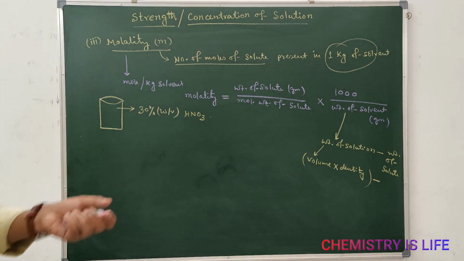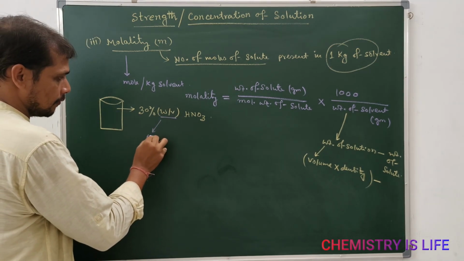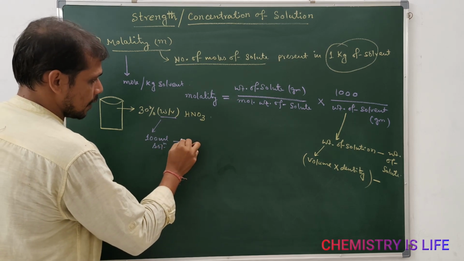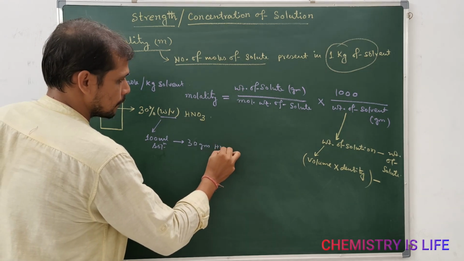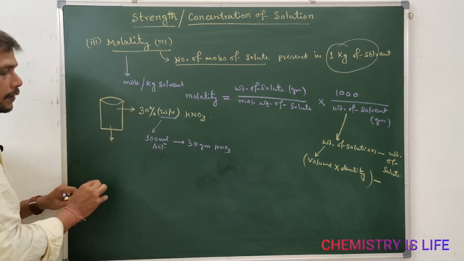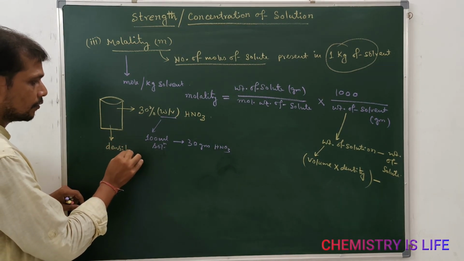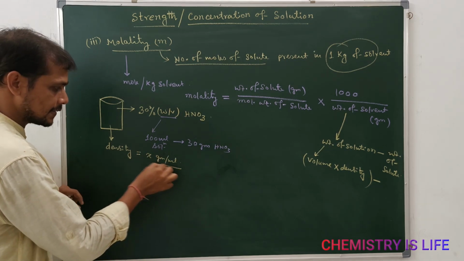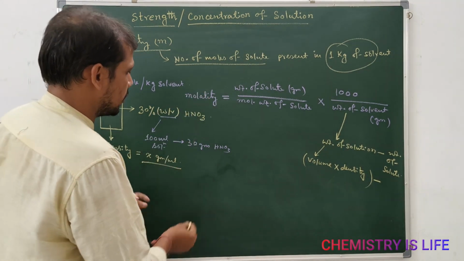30% W by V. So what does that mean? W by V means in 100 ml solution, 30 gram HNO3 is present, and it is also given the density of the solution. The density of the solution is X gram per milliliter. Let's say X. So how will you calculate molality?